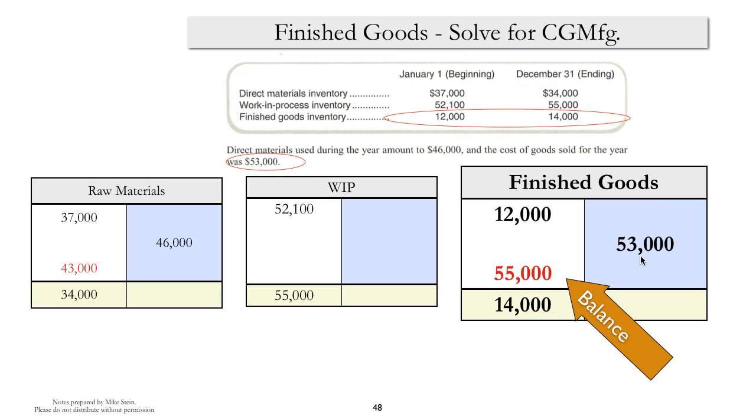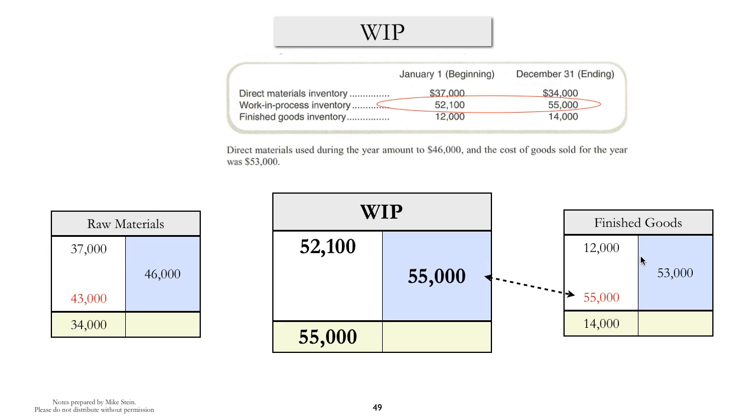Now, where did this $55,000 debit come from? Well, it is, of course, cost of goods manufactured, which means that it must have come from work in process. So the $55,000 that came out of work in process went into finished goods.